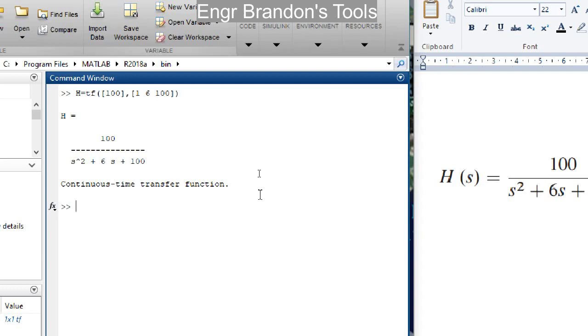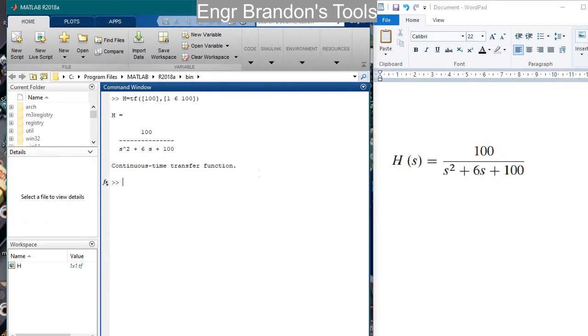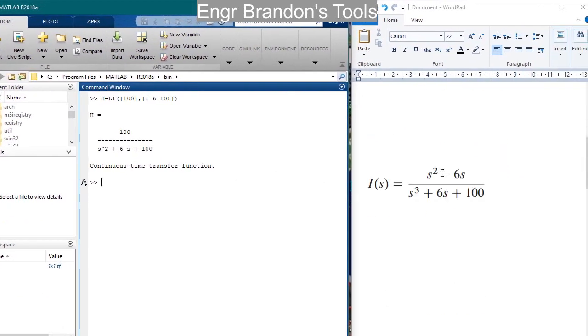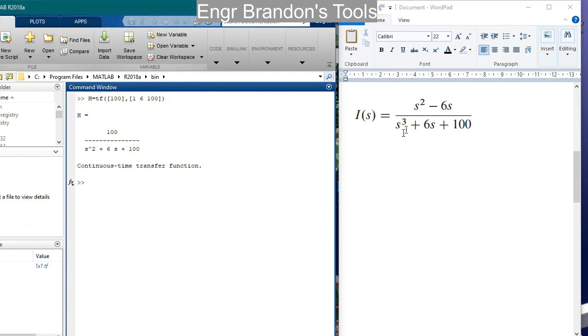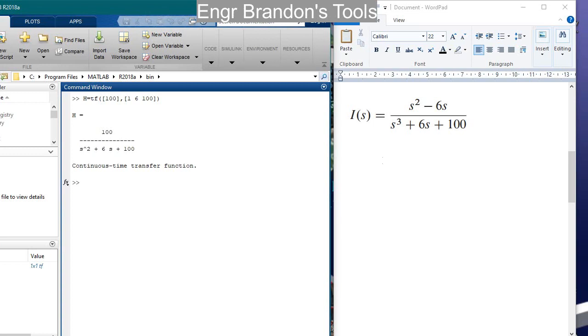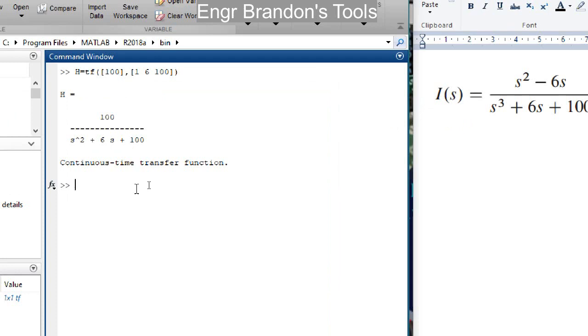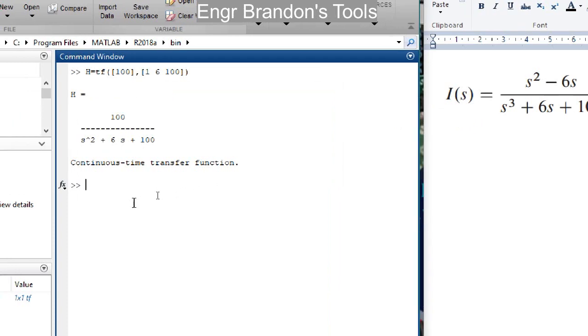For your assignment, I'm going to give you a transfer function that you can define. Define this transfer function I of s equals this. You can pause the video and try to work it out. Let's define that transfer function. I'm going to write I equals TF.